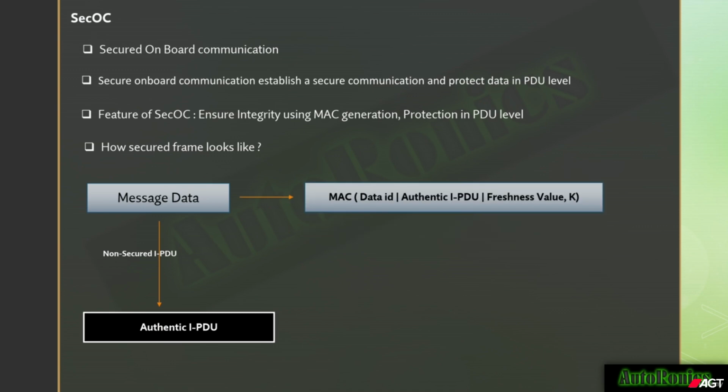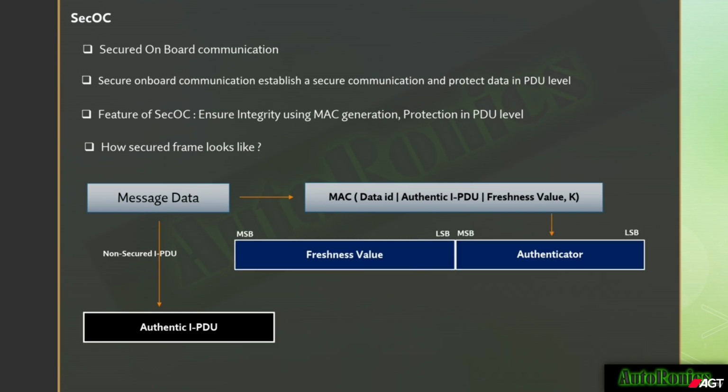So MAC is nothing but message authentication code. The message authentication code is performed over the message data or the actual data and the data ID plus the freshness value using the key. Then that is called the authenticator. Then we'll add the freshness value along with it. We'll see the freshness value in depth in the coming slide.